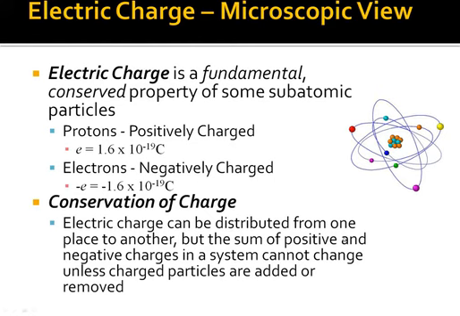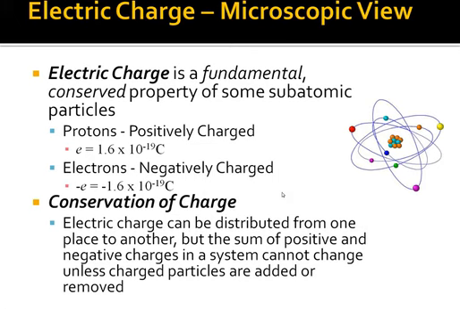From a microscopic viewpoint, charge arises from a fundamental conserved property of subatomic particles, namely electrons and protons. Electrons and protons are particles that have a small amount of charge, namely 1.6 times 10 to the negative 19 coulombs for the proton, and electrons are negatively charged with the same magnitude of charge. So they have a charge of negative 1.6 times 10 to the negative 19 coulombs.